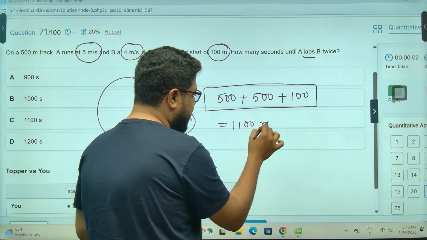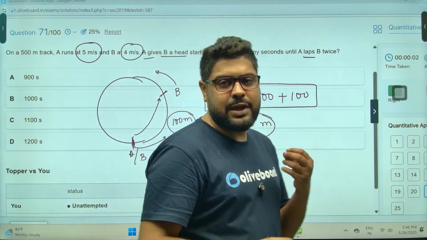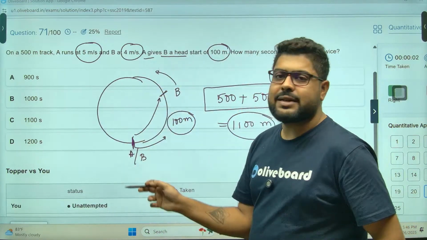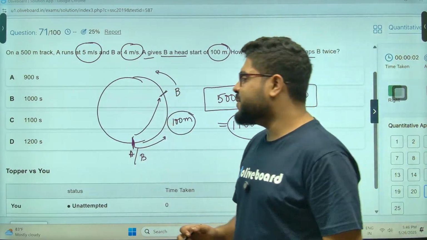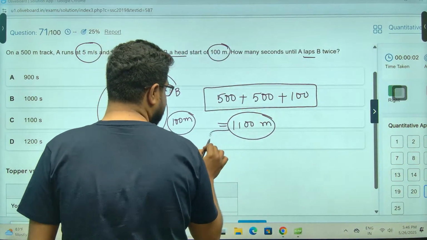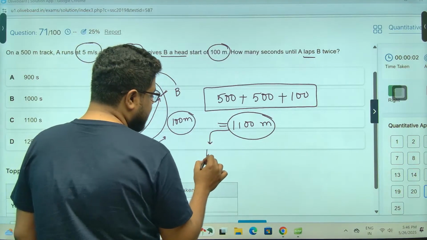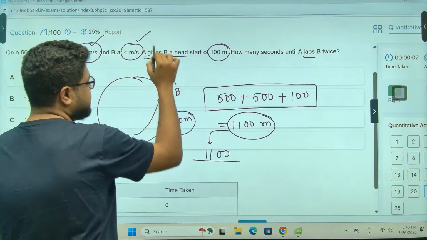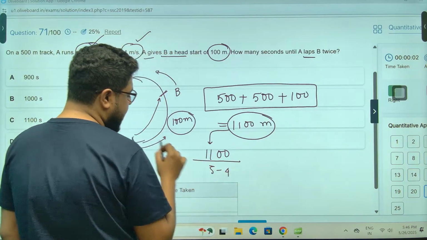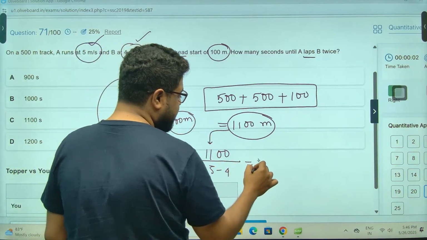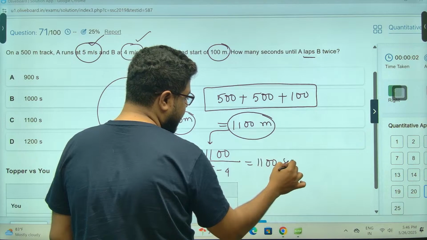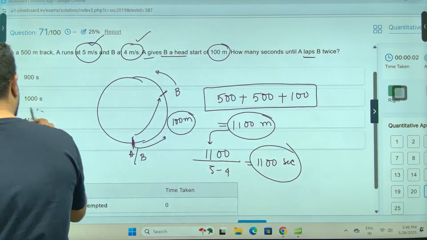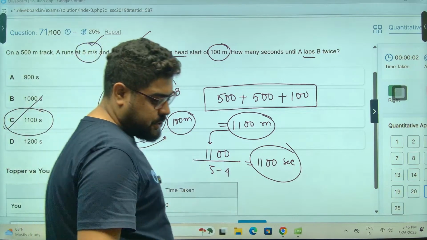Now this lapping will be done how? Through the relative speed, because both the persons are running, both are in motion. So the time will be distance by speed. Speed is 5 minus 4, relative speed, since both are running in the same direction. So the answer will be 1100 seconds. Option C is the answer.